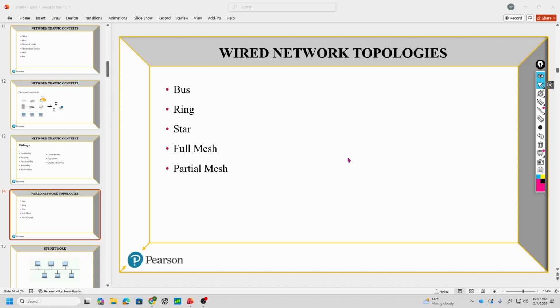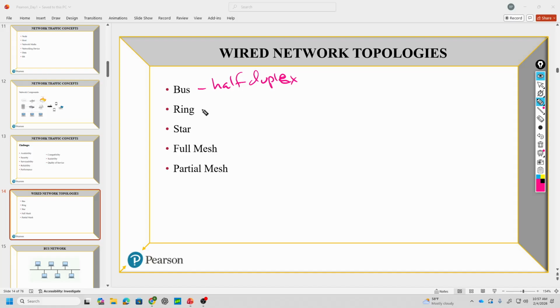Now, network architecture or wired network topologies. The original was a bus. Back in the early days, a bus was what we call half duplex, meaning I could either talk or I could listen. I could not do both at the same time. And we had some other challenges we'll talk about here in a minute.